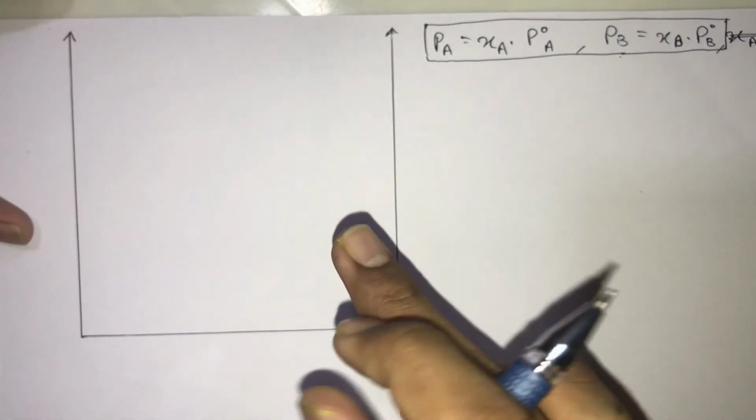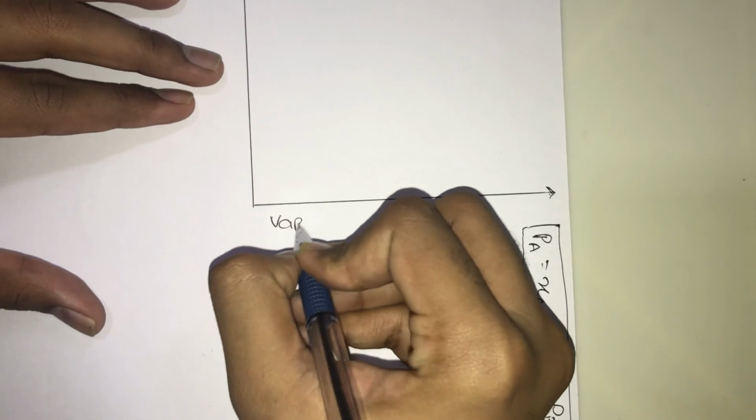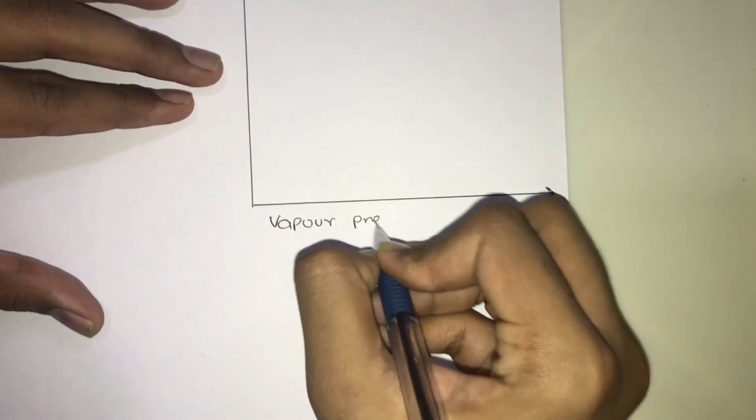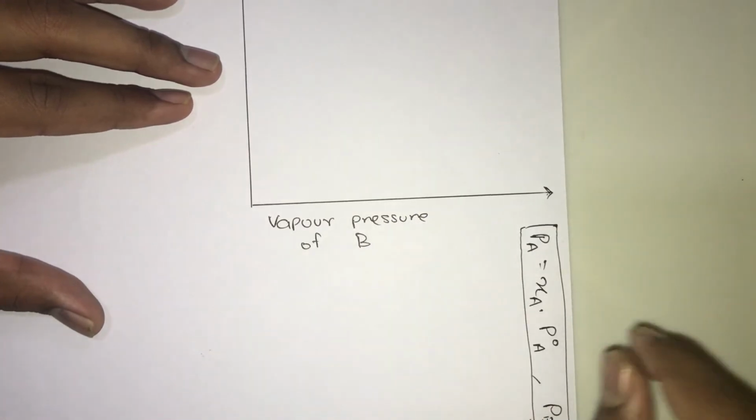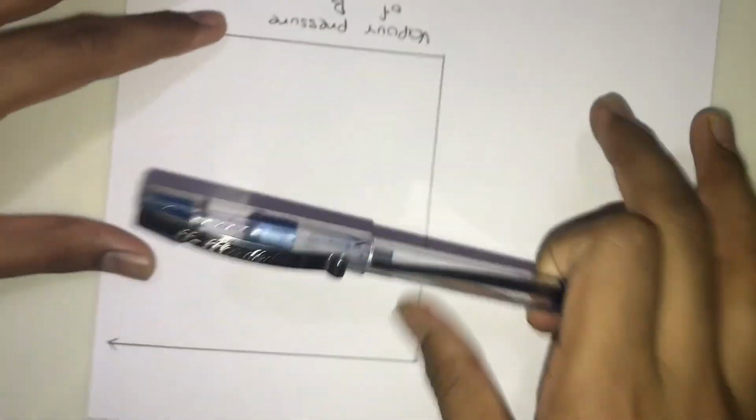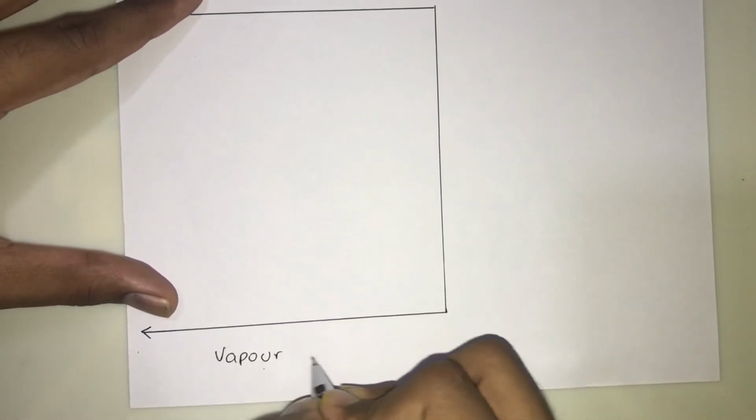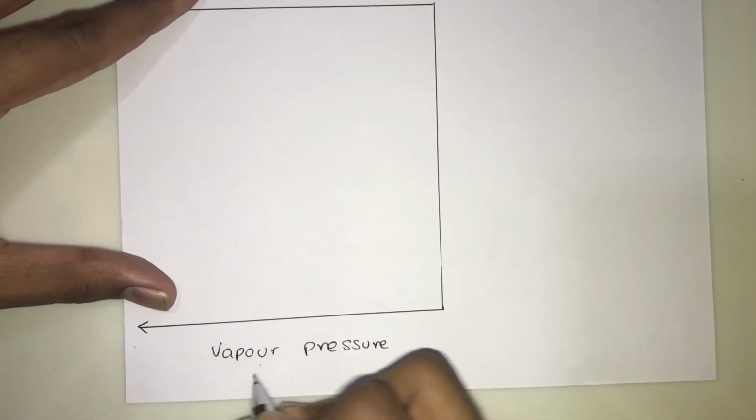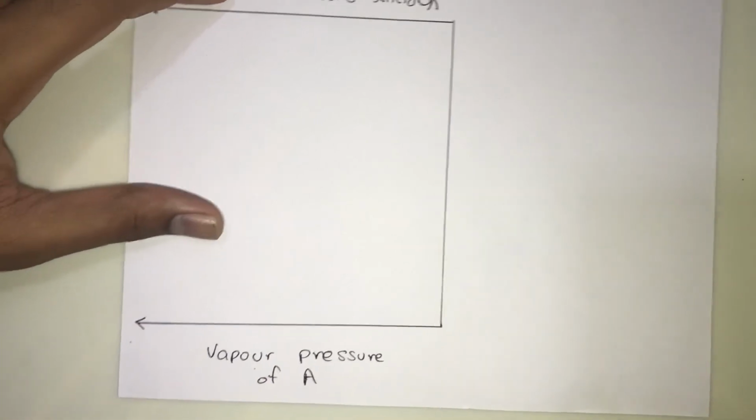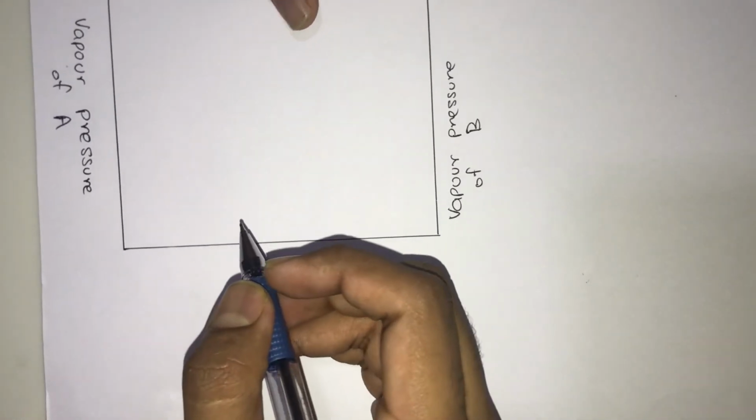Now as you can see, there are two y-axes. So on one y-axis, we are going to have vapor pressure of B, and on another y-axis we are going to have vapor pressure of A, and on this x-axis that you can see, we are going to have mole fraction over here.